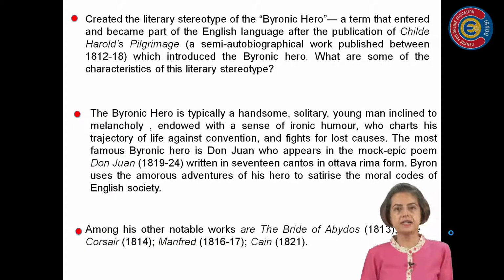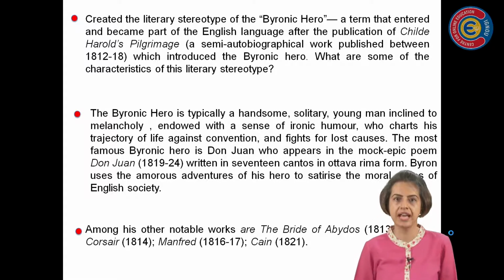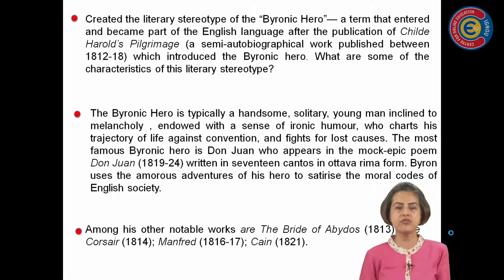Now, Lord Byron created the literary stereotype of the Byronic hero, a term that entered the English language. It became part of the English language after the publication of Childe Harold's Pilgrimage, which was a semi-autobiographical work. This work introduced the Byronic hero. What are some of the characteristics of this literary stereotype?